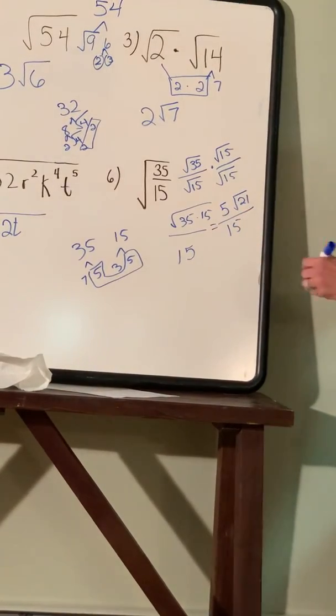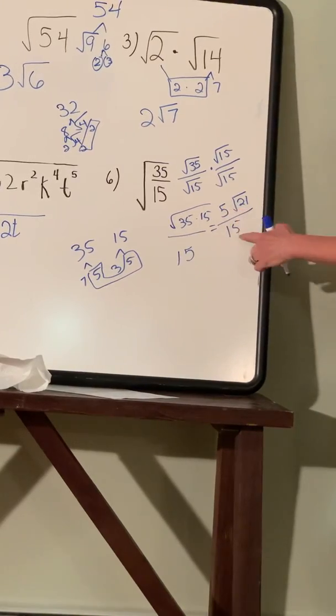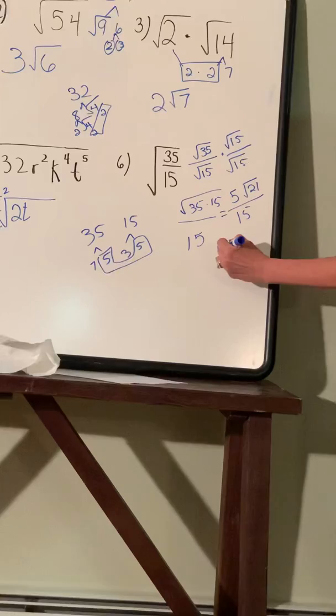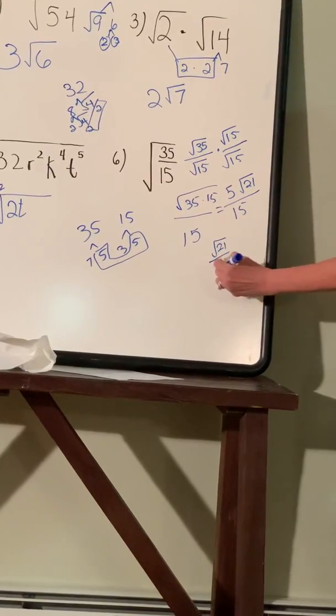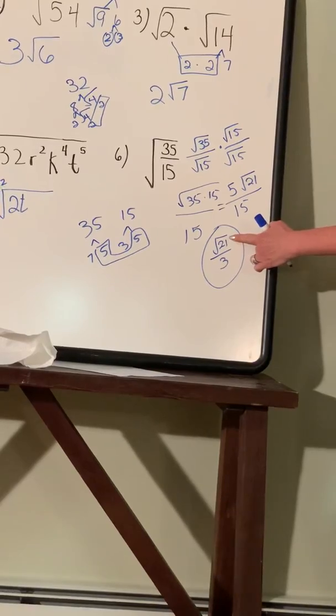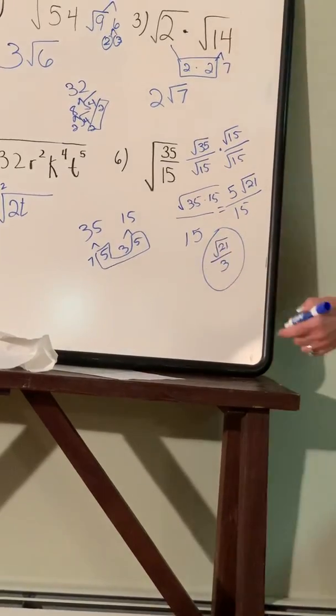over 15. Then make sure you check to see, can I simplify this? Yes, I can. 5/15 simplifies to 1/3. So my answer is radical 21 over 3. This cannot be simplified because that's under the radical sign. So this is all you can do here.